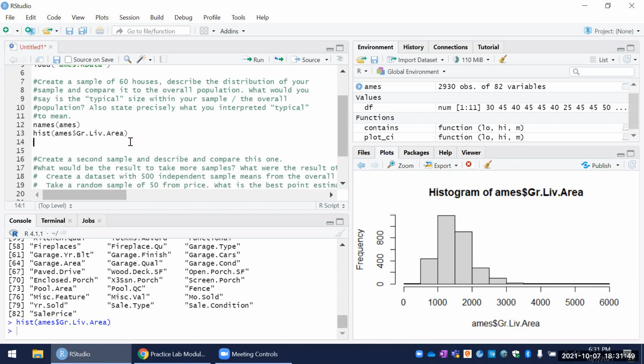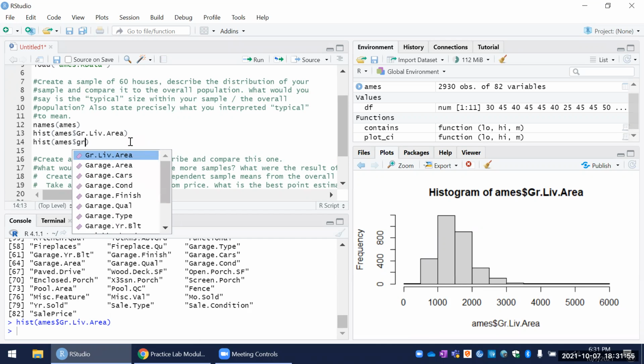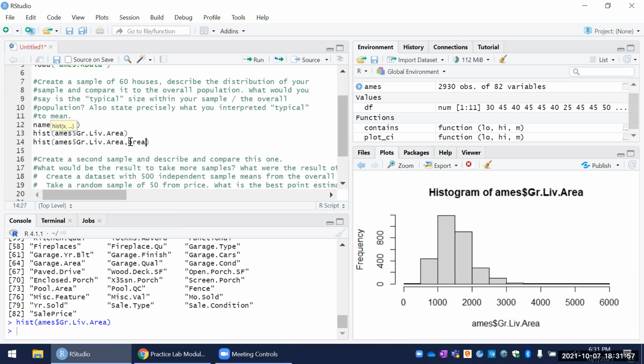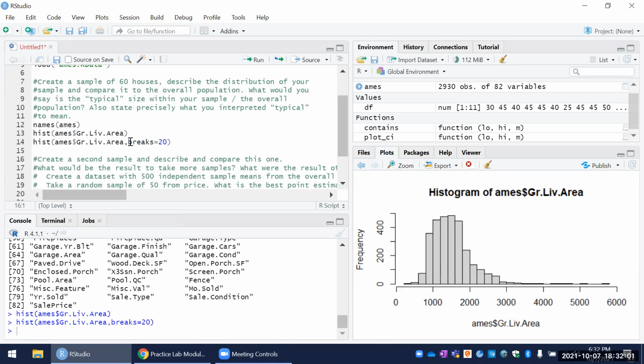Okay, so now we want to change a little bit, and we want to make this a little bit more resembling normal distribution. We do more breaks. Breaks equals 20. So now we get a little bit more of a normal distribution. Let's say it's a somewhat normally distributed, right-skewed data frame. And for now, let's treat it as normally distributed.